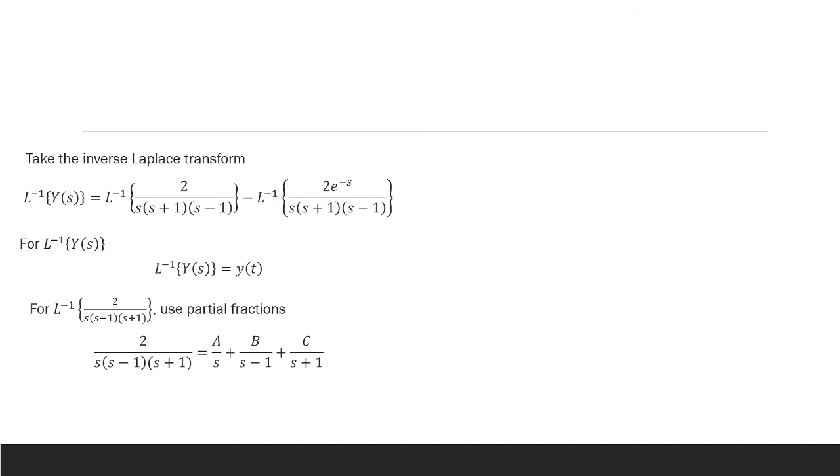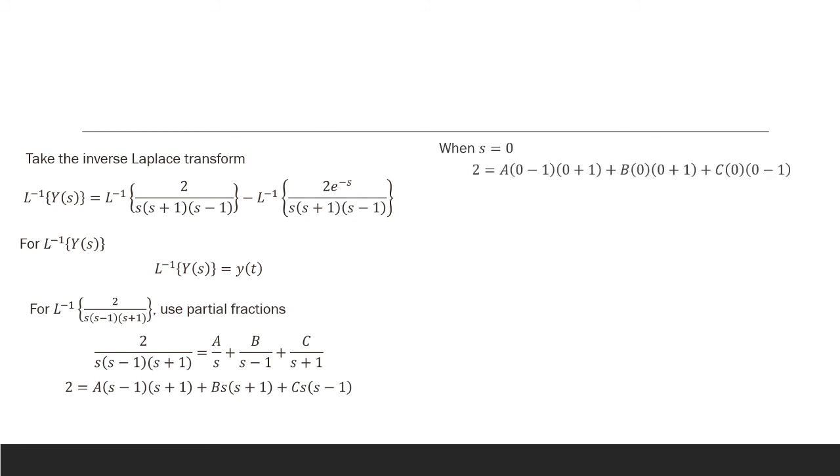Ayan, so ang Laplace transform natin of 2 over s times s minus 1 times s plus 1 is equal to a over s plus b over s minus 1 plus c over s plus 1. Multiplying the whole equation by the denominator of the left side, we will arrive at 2 is equal to a times s minus 1 times s plus 1 plus b s times s plus 1 plus c s times s minus 1.